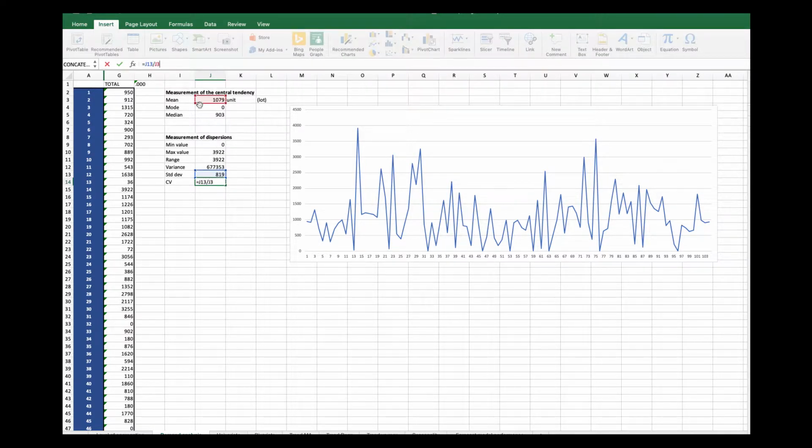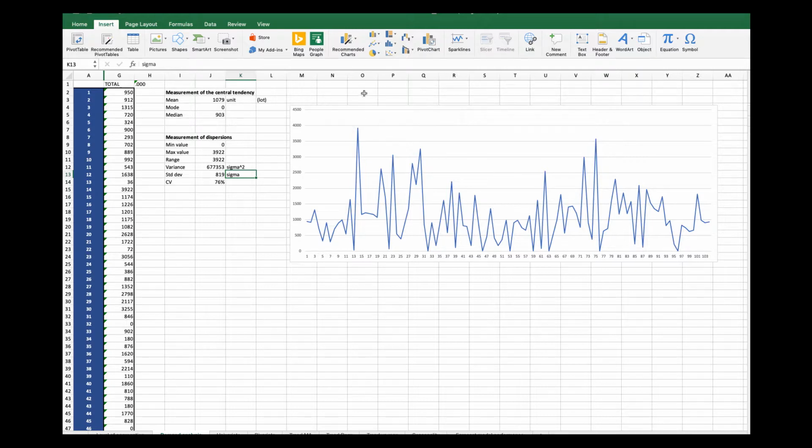Remember that, don't be confused, the standard deviation is called sigma, while whenever you have sigma square, we're talking about the variance. Okay.